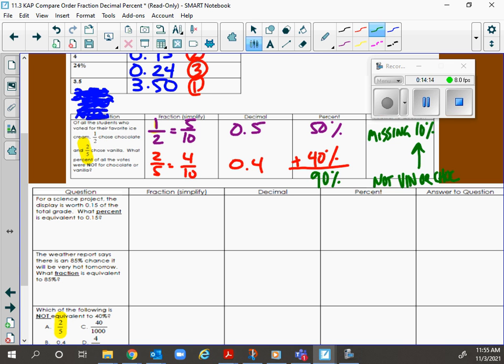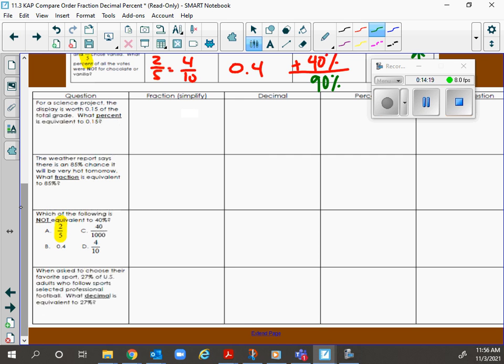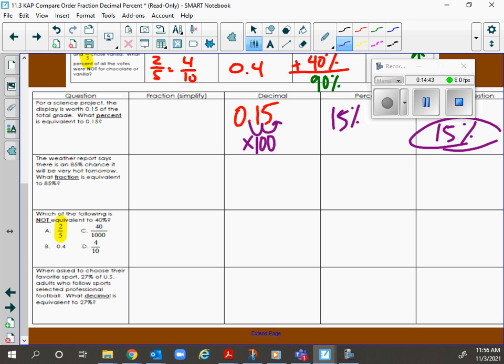Okay, the next ones are fairly simple. The science project, the display is worth 0.15 in the total grade. What is the percent that's equivalent to 0.15? So I'm actually going to skip the fraction part because that's not necessary information. I know that if I multiply the decimal times 100, I move it over 2 places to the right, and that'll get me to my percentage, and that should be 15%. Okay, so I'll rewrite my answer as it represents 15%.